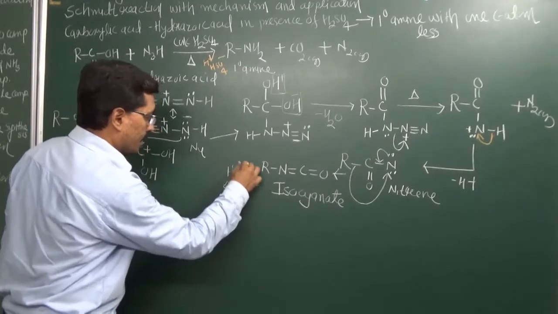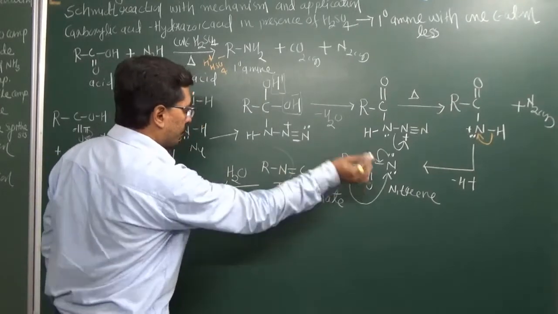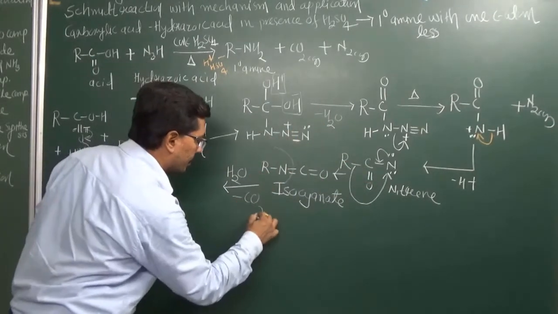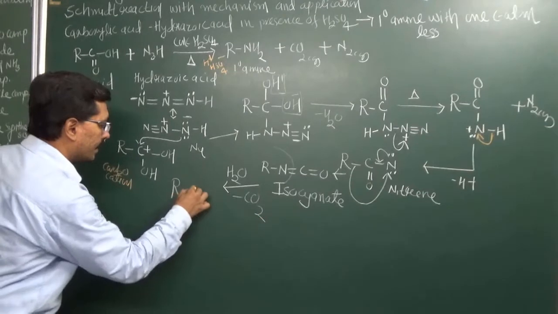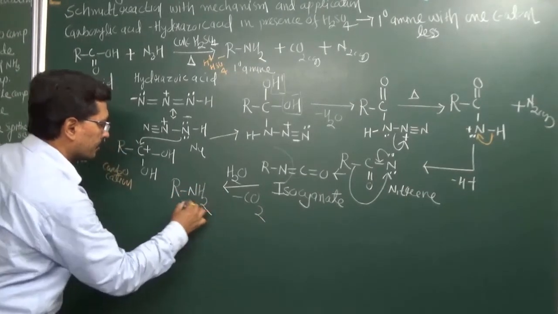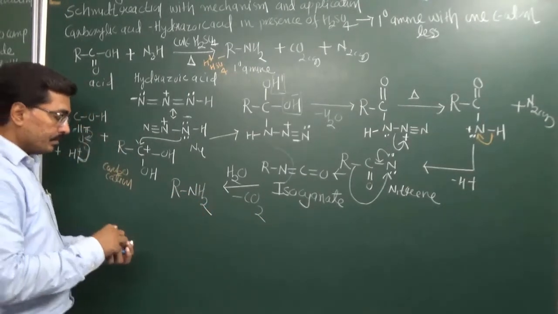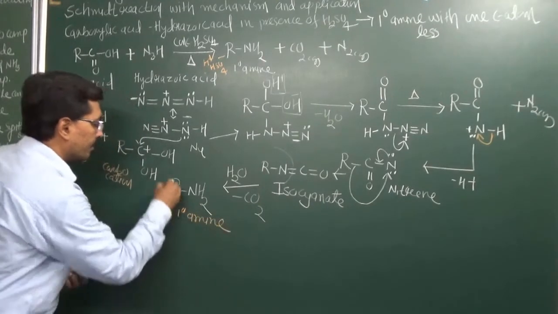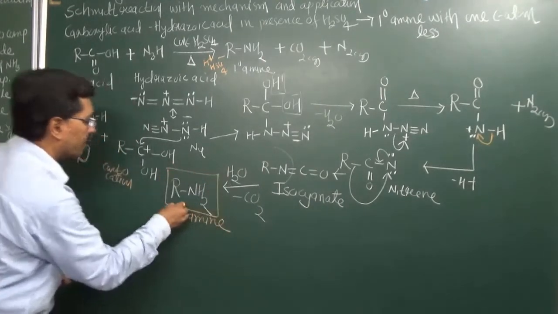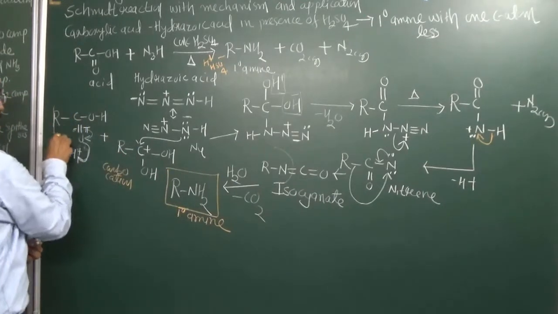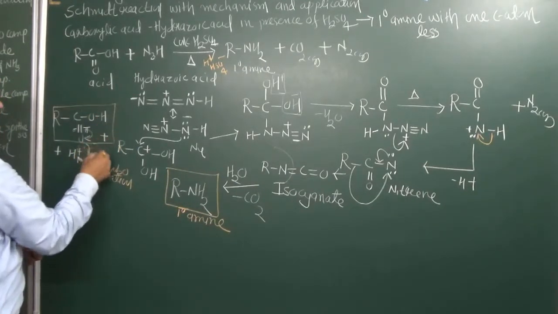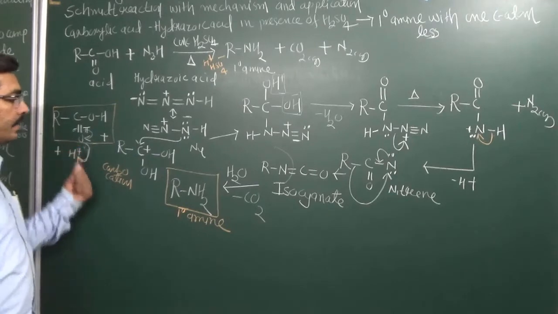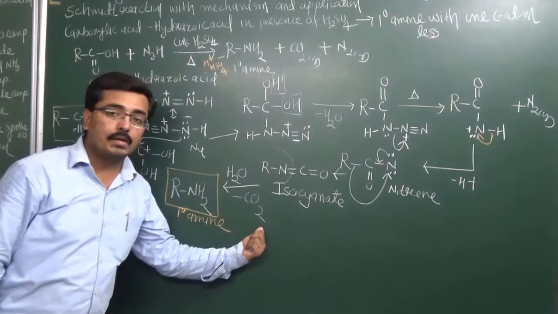So this isocyanate is obtained, and you know very well this isocyanate on hydrolysis in the presence of water loses the carbon dioxide group, and as a result we get a primary amine. So it is observed that we get this primary amine from carboxylic acid. We started with the carboxylic acid, so carboxylic acid is converted into primary amine with one carbon atom less.